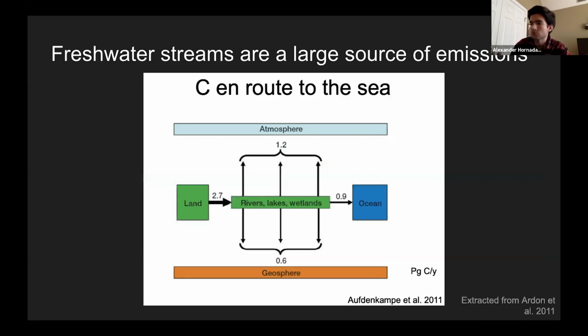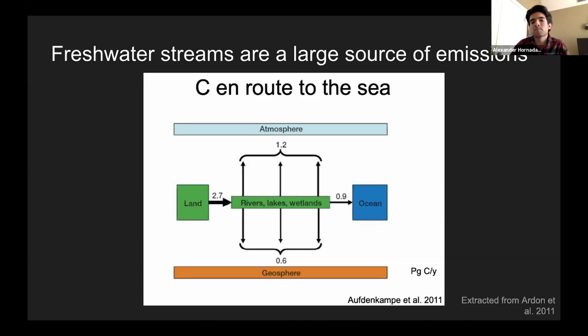So streams are a significant source of greenhouse gas emissions. This is a graph acquired from my mentor, Dr. Rodon's research paper from 2011. You can see that the numerical values represent petagrams per year of carbon from a terrestrial source going through freshwater bodies and then on the way to the ocean. Notice that a very significant amount of that is released into the atmosphere. And as most of us know, as it's released into the atmosphere, these greenhouse gases perpetuate climate change.